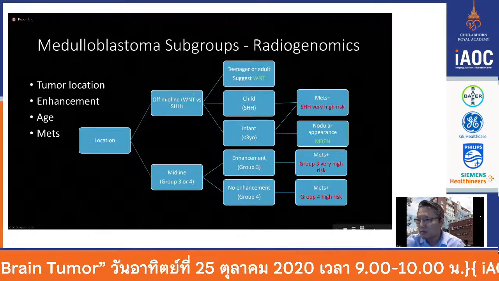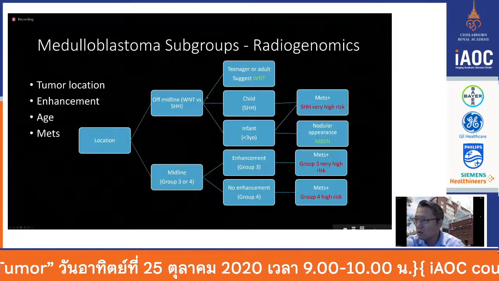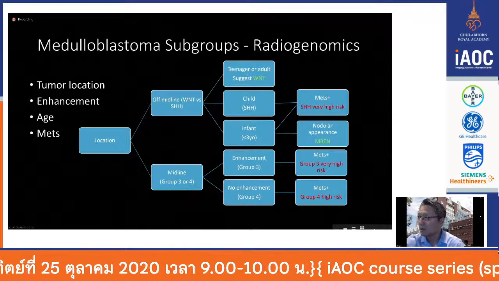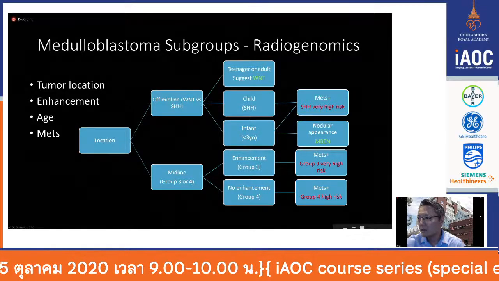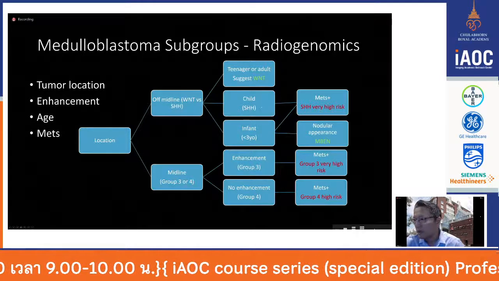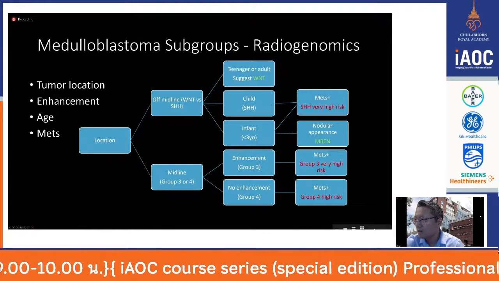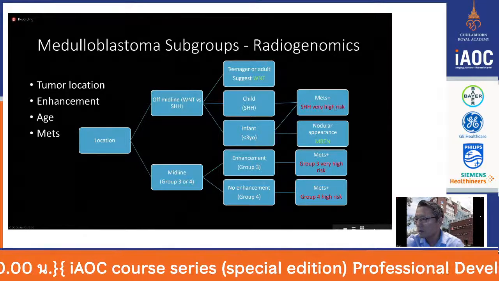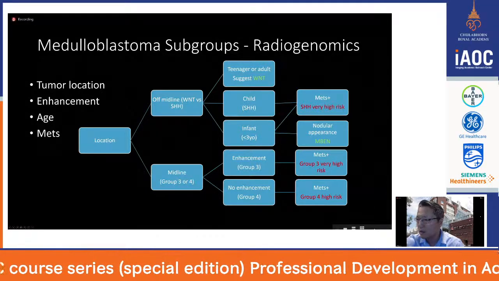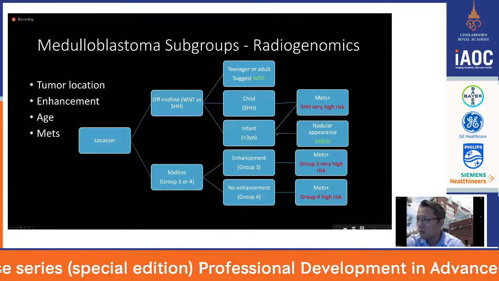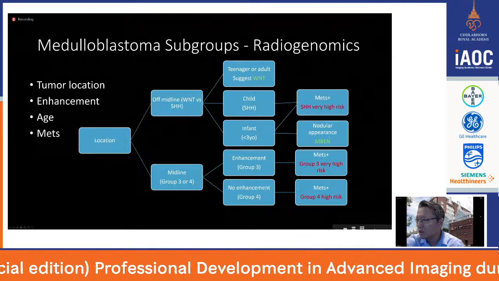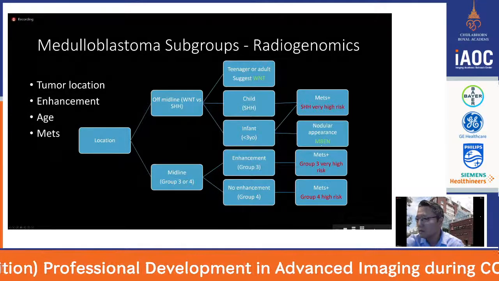If we look at the off midline tumors and then look at age, if we have an older kid, a teenager or adult, then maybe we could suggest that this is a WNT tumor. If we have a child or infant, it's probably going to be SHH, right? But in a child, if they have METs, this is going to become a SHH very high risk. Even in the infant, if they have METs, this is probably going to be SHH very high risk. In the infant, however, like I showed in those previous cases, if you have this nodular grape-like appearance, then it's going to be MBEN, the enhanced nodularity, and it's going to have a lower risk.